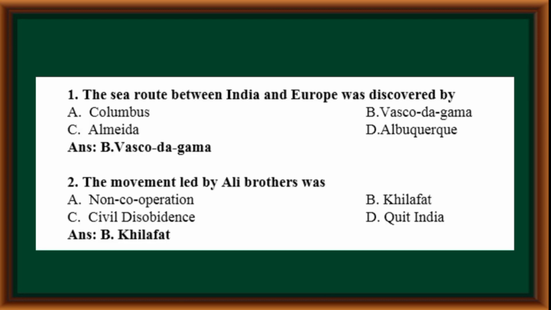First main, the sea route between India and Europe was discovered by. Correct answer is option B, Vasco da Gama. The movement led by Ali brothers was. Correct answer is option B, Khilafat.